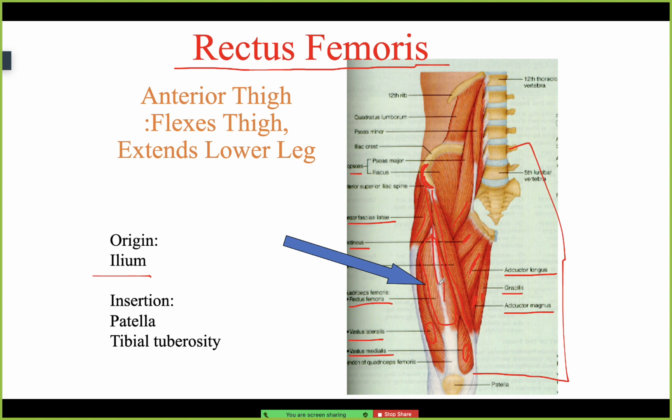At the more distal side, the insertion is here at the patella and the tibial tuberosity. So it goes past the patella down to the tibial tuberosity. If you recall, that tibial tuberosity was a ridge that was right over here. So the contraction of this guy pulls your lower leg up.